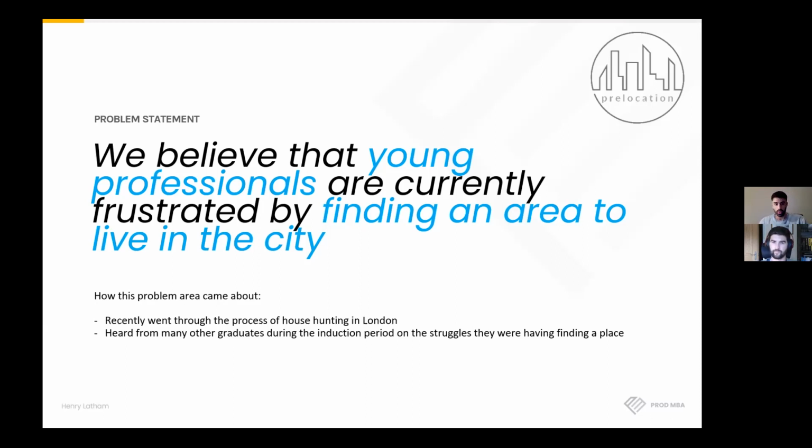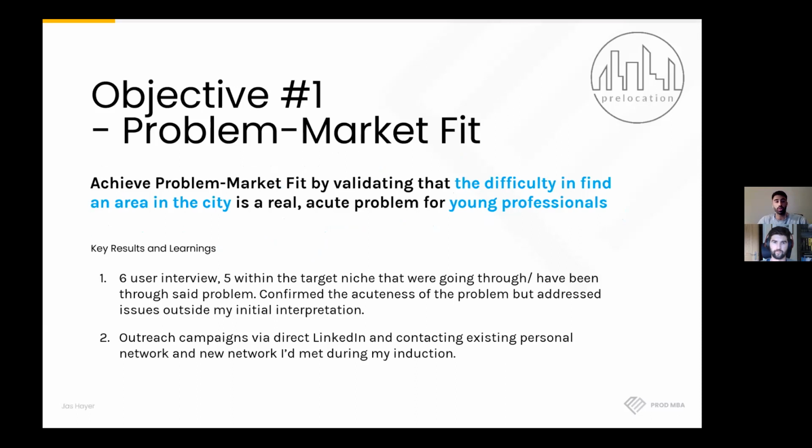Initially I thought it was down to finding an area, so we had to drill down into this. And this is what Objective One is all about, the problem market fit. In order to find out if my problem was acute enough, I conducted some user interviews. Five of these were within my niche and had been through the problem or were going through it. It did confirm that the problem was apparent. However, it wasn't just down to finding an area for them. There were other aspects, which I'll go on to in the next slide.